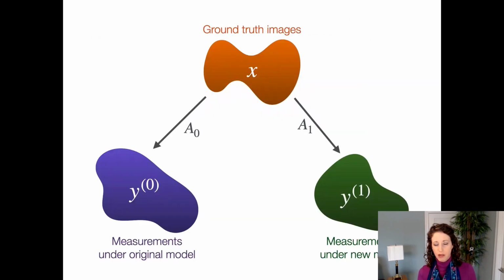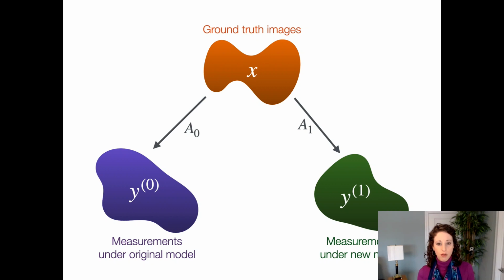So pictorially, we can think about what's going on this way. We've got our space of ground truth images here in orange, and A0 is mapping those images to this purple space of measurements under the original model. But now at deployment time, we've got a different forward model, A1, which is going to map those images to a new space of measurements under the new model.